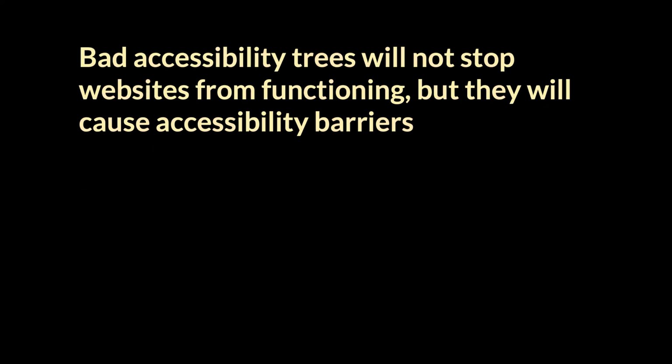Bad accessibility trees will not stop websites from functioning, but they will cause accessibility barriers. So when a screen reader reads the website content, it might not be perfect because it will have bad accessibility trees, or it might have no ARIAs. The HTML semantics might be wrong or not used the way that would be best suited for accessibility, but it won't stop the website from working. Again, it'll cause accessibility barriers, and oftentimes the websites that cause the most barriers have bad accessibility trees, or they don't even have any ARIAs.